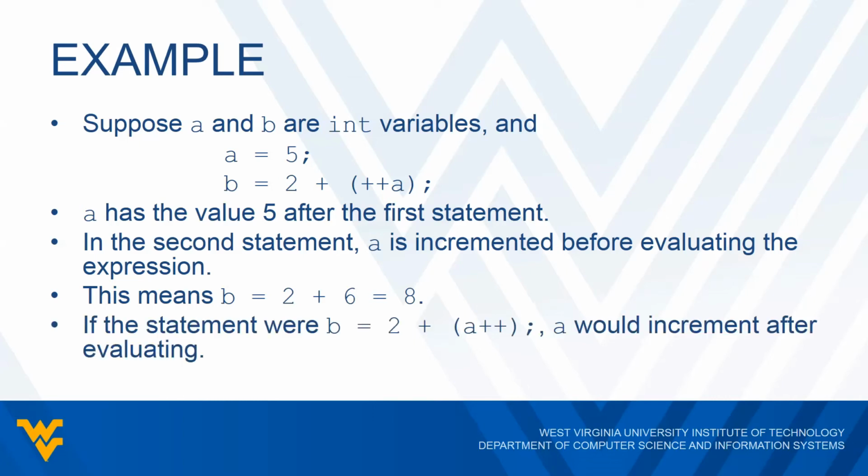Now, what if we had it the other way? What if we had a plus plus instead of plus plus a? That means a would be incremented after the evaluation. So that would mean that since a is 5 before incrementing, it'd be 5 plus 2, which is 7. And then when the line is done, a would increment at that point. So b would become 7 and a would be 6.